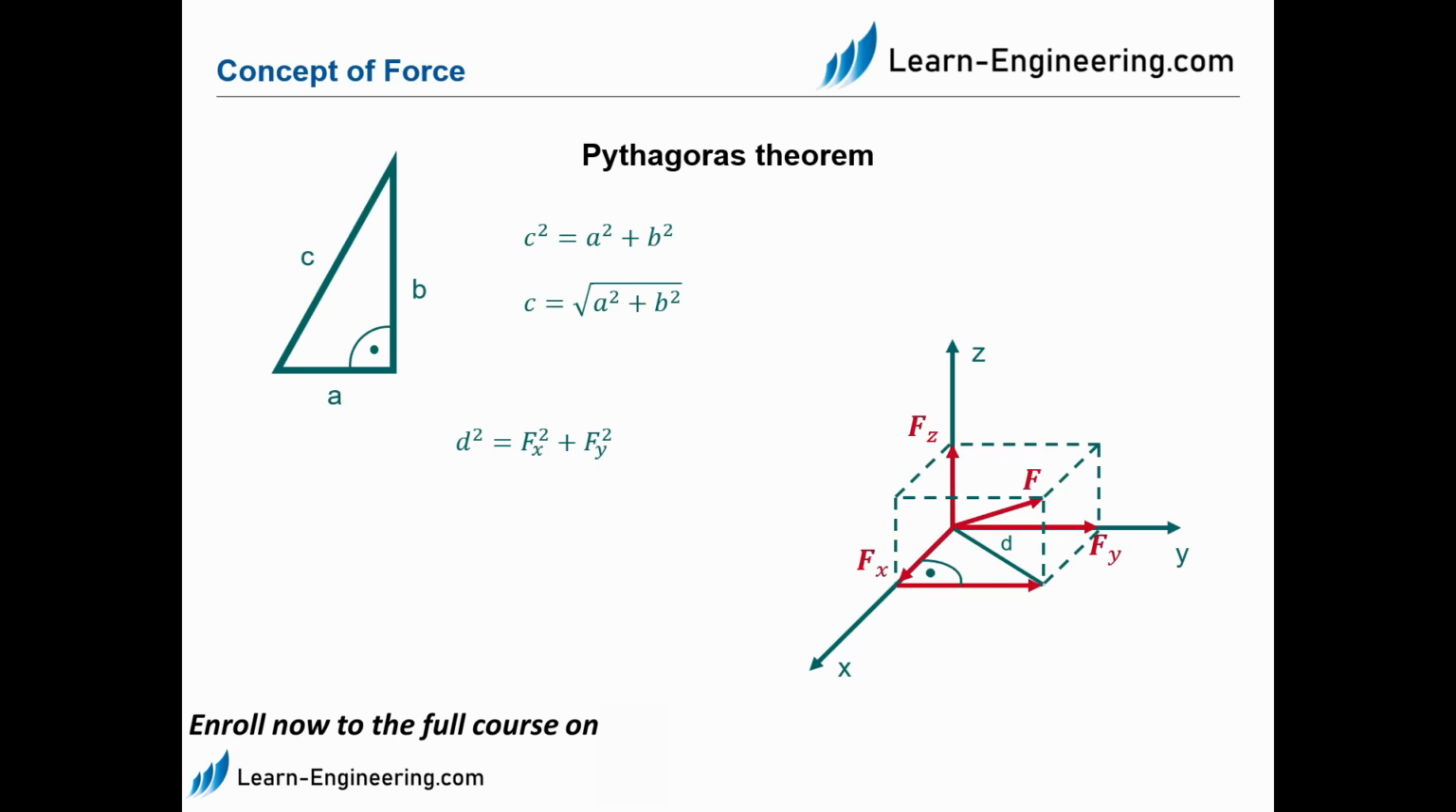If we now move Fz diagonally under the endpoint of F, we have again a right-angled triangle with the sides d, the moved Fz, and the force F. Here, the Pythagoras theorem is now F squared equals d squared plus Fz squared. If we now replace the d squared with the equation determined before, we can write F squared equals Fx squared plus Fy squared plus Fz squared.